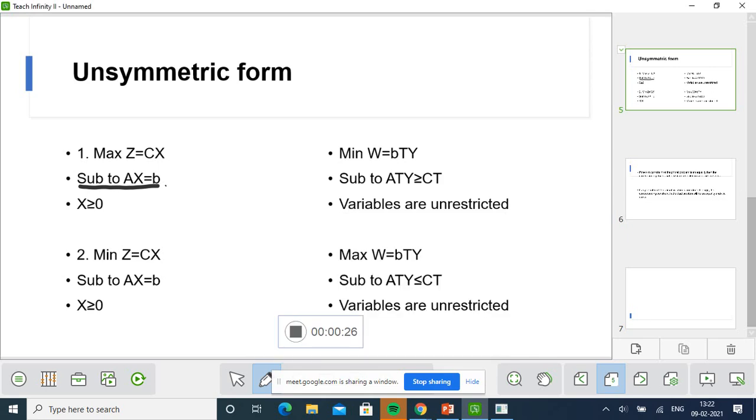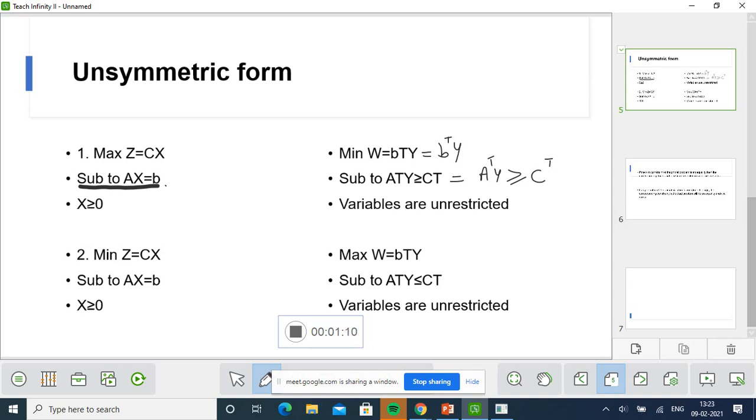Corresponding to this equal to, when I write my dual, I have minimize W equal to B transpose Y, subject to A transpose Y greater than or equal to C transpose. So the equal to there becomes greater than or equal to here when you take minimization. One more change is that the variables here are restricted, that is, the xi's are all greater than or equal to 0. In the dual, the variables are unrestricted.